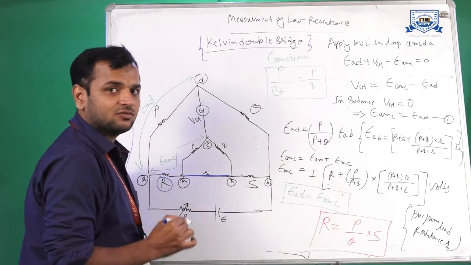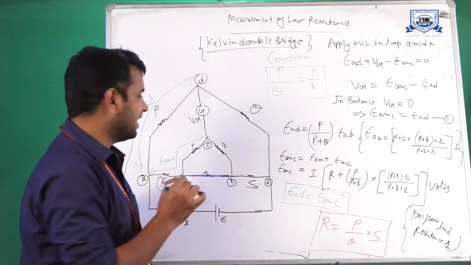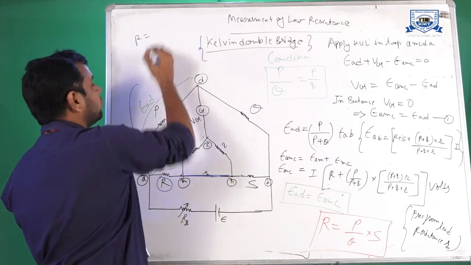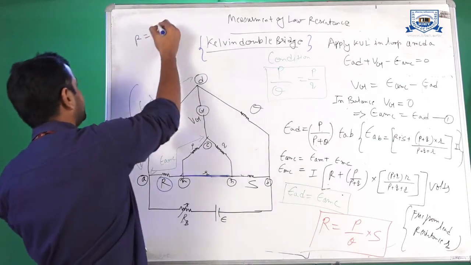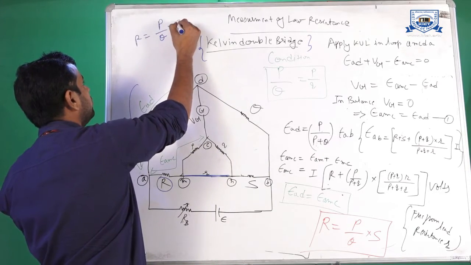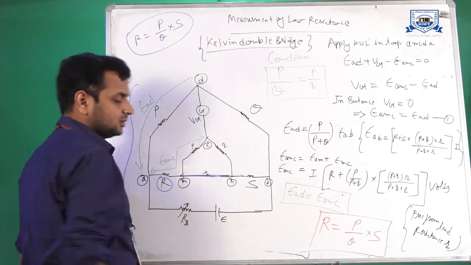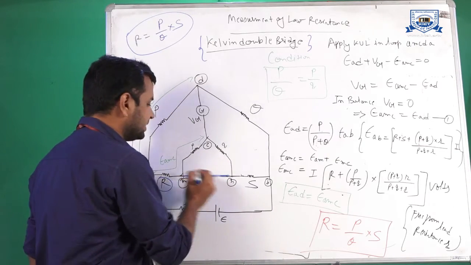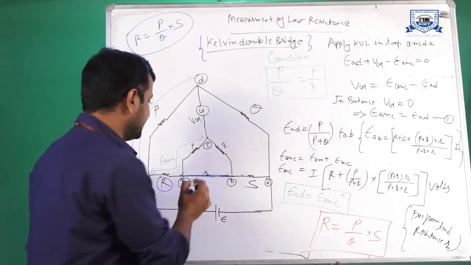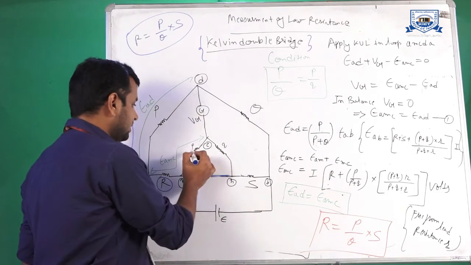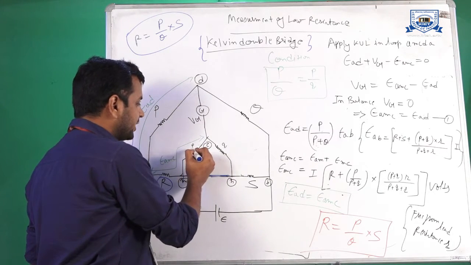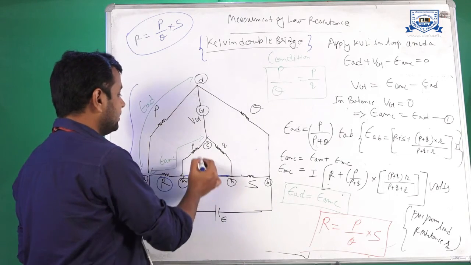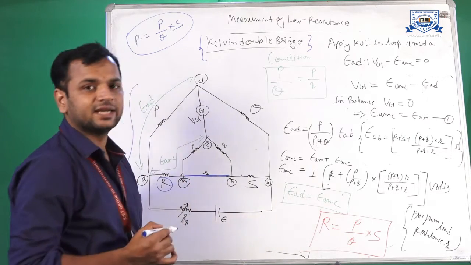And the final equation will be R is equal to, according to Wheatstone bridge, what will be the final equation? That will be R equal to P by Q multiplied by S. So by compensating the value of this lead resistance, that is small r, we have put two resistances, small p and small q, to get the compensation of this lead resistance.